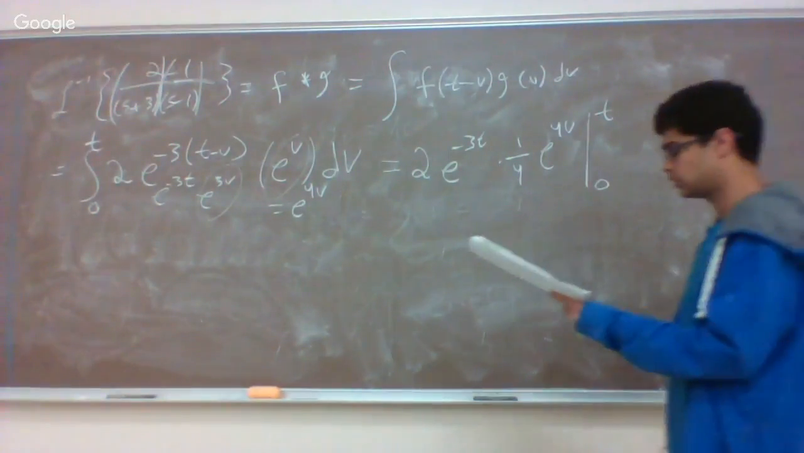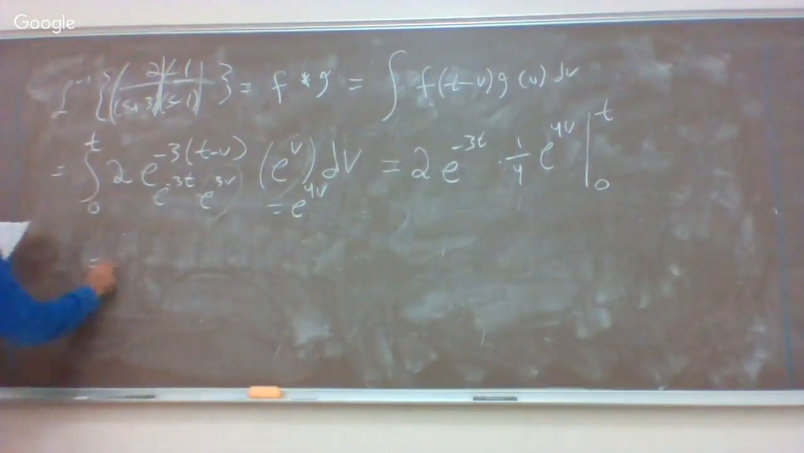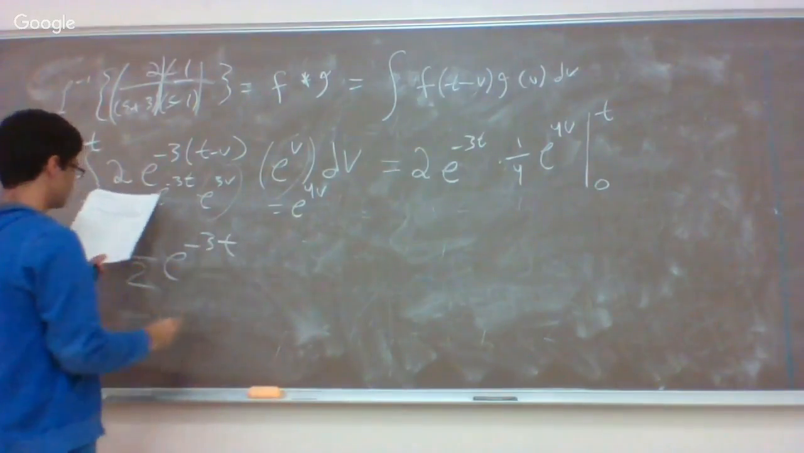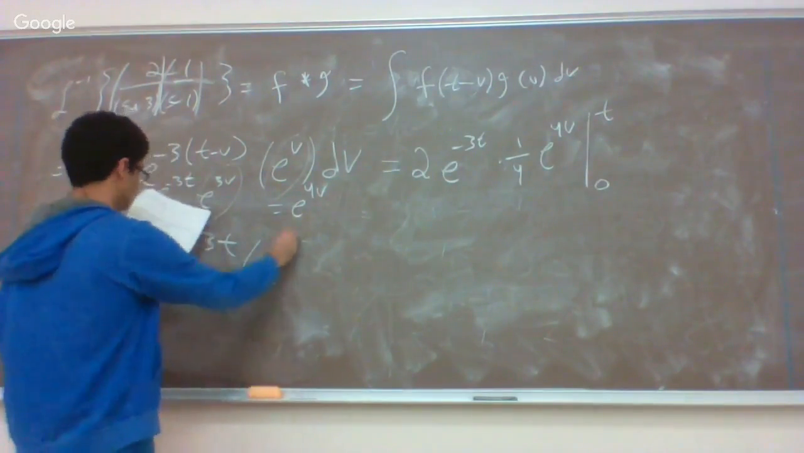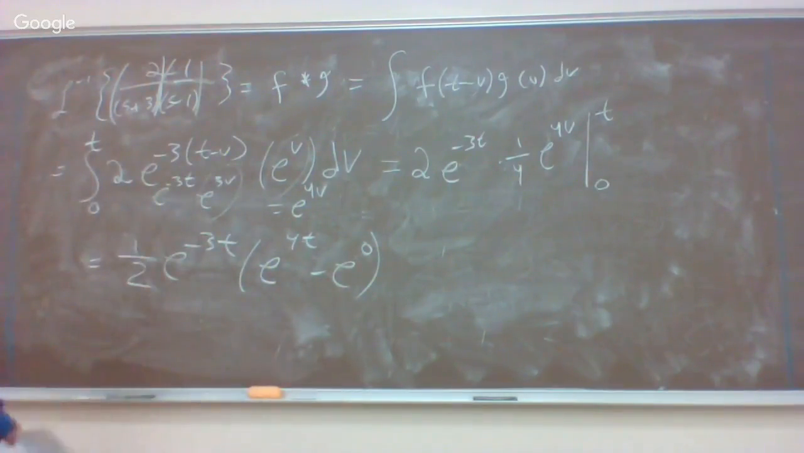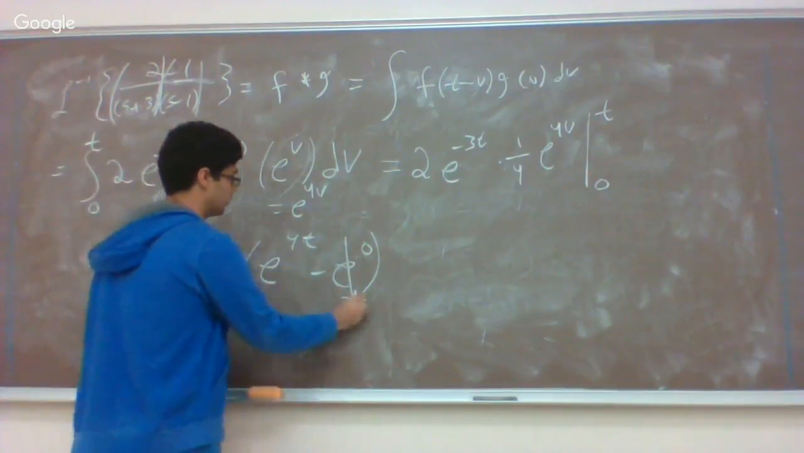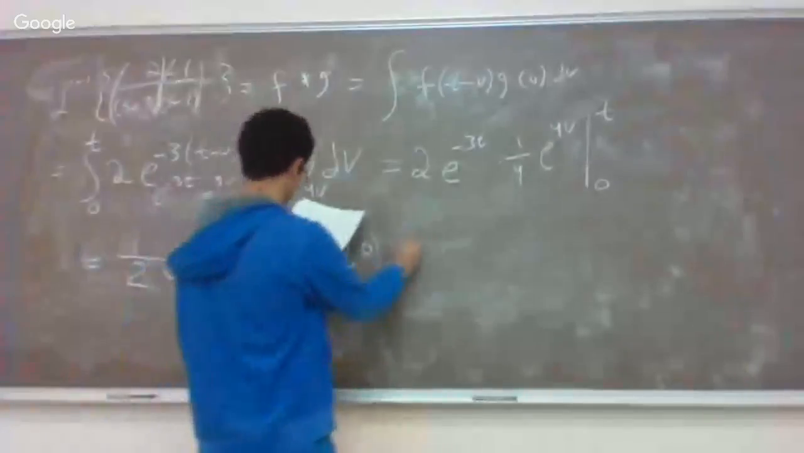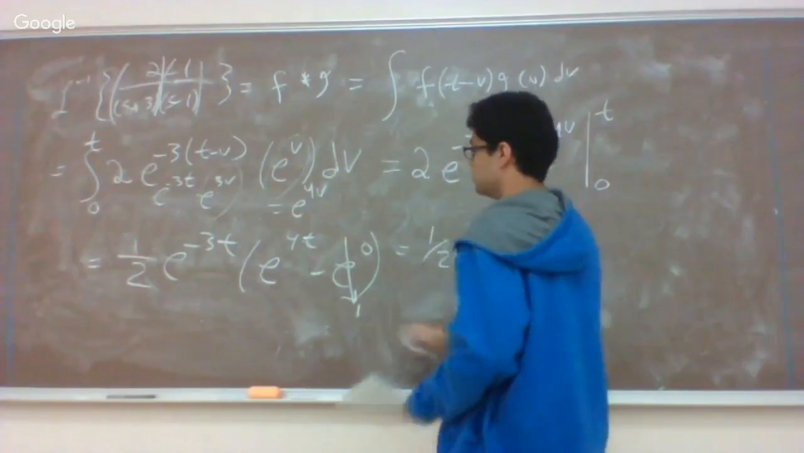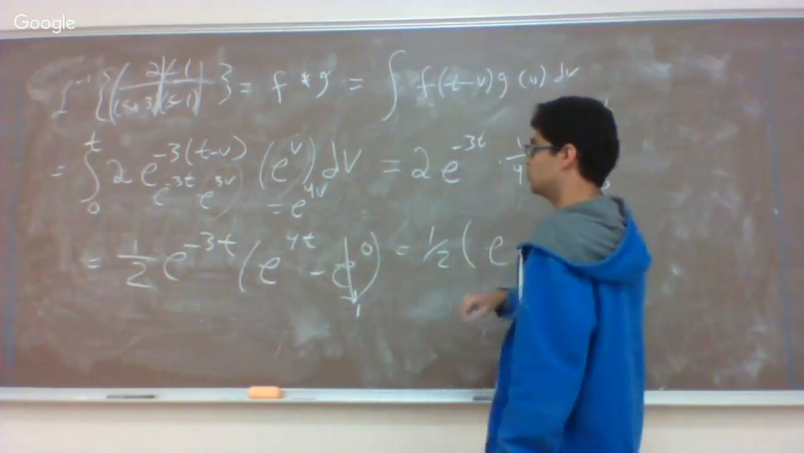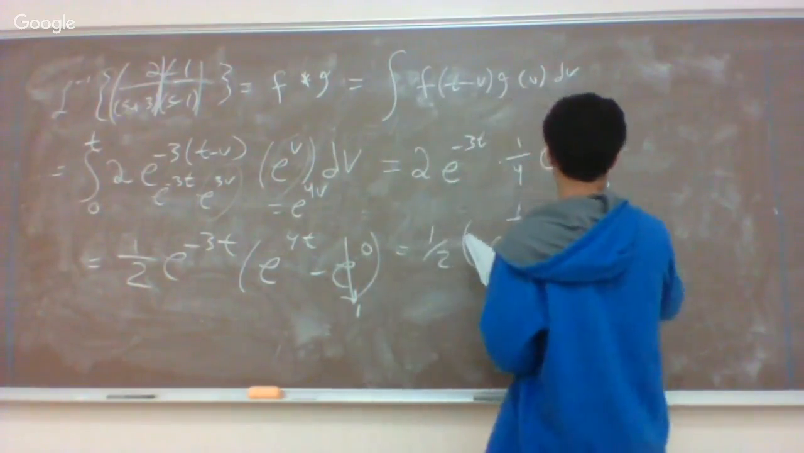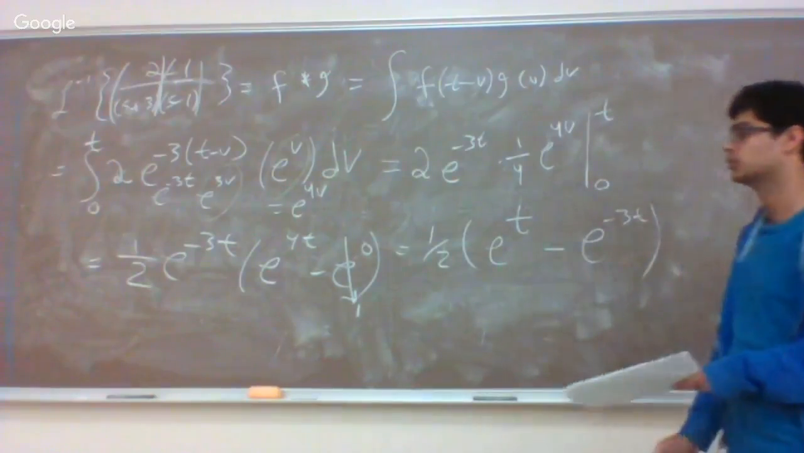So now we plug in t. We get e to the negative 3t times the quantity e to the 4t minus e to the 0. So this goes to a 1, and this is equal to 1/2 times e to the negative 3t times e to the 4t. We add them to get e to the t minus e to the negative 3t, which is multiplied by 1.